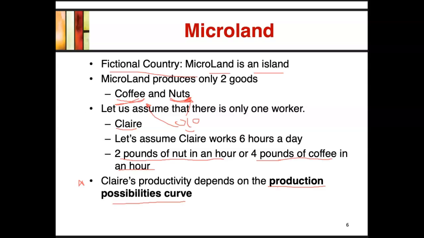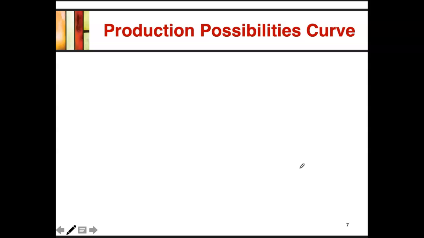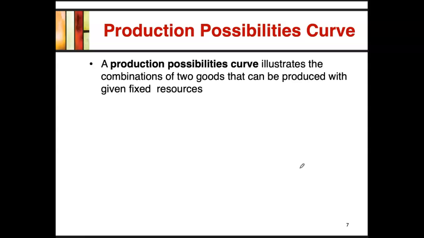Right, so based on her productivity levels, we know that she produces 2 pounds of nuts in an hour, or she's able to collect 4 pounds of coffee an hour. Based on her productivity levels, we can construct her production possibilities curve. Again, the definition for the production possibilities curve is that it shows the combination of two goods that can be produced with given fixed resources.